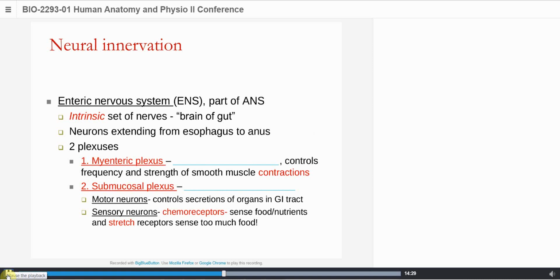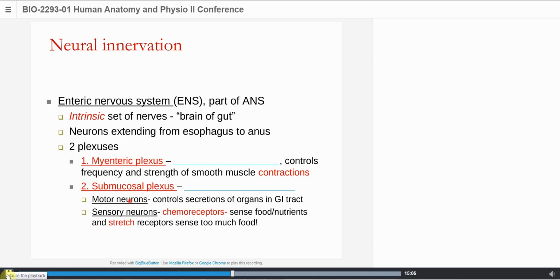So now let's talk about the nervous innervation of the GI tract. I've already highlighted this. The enteric nervous system is the brain of the gut. It's part of the peripheral nervous system and the ANS. It's an intrinsic set of nerves, which means it's within. It monitors what's happening in the GI tract and can send feedback to itself to control the function there. What do you think are going to be the triggers for activating this ENS? Chemical. Maybe there are chemoreceptors to sense the food, and there are going to be stretch receptors to sense the contents being stretched when food is there.